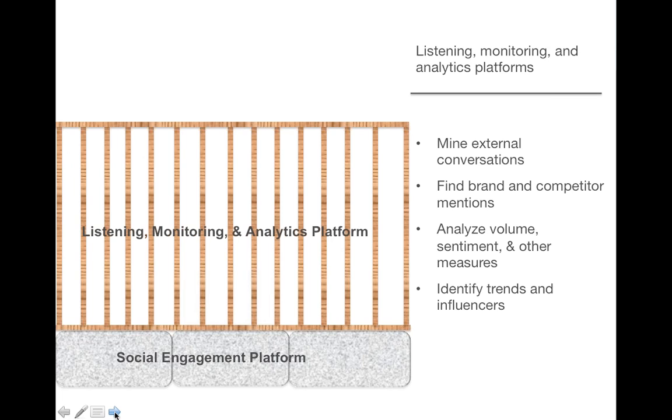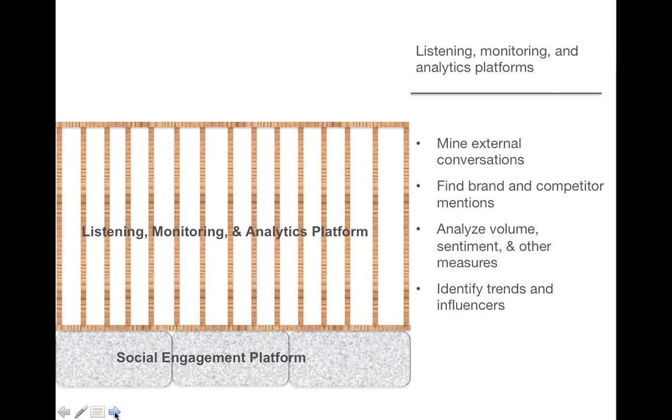So what exactly do listening and monitoring and analytics platforms do? I mean, it's the basics. They really mine the external conversations. They go out there and say, okay, what are the key points we need to pull out of these? They find brand and competitor mentions. Monitoring and analytics and listening platforms are great for competitive intelligence to really understand what's going on within your industry, what's going on with your competitors, what's going on with you, how people are talking to you, what kind of word-of-mouth marketing is happening out there for you.